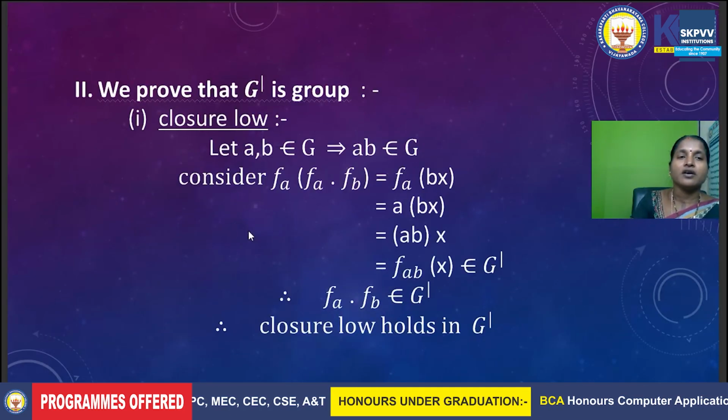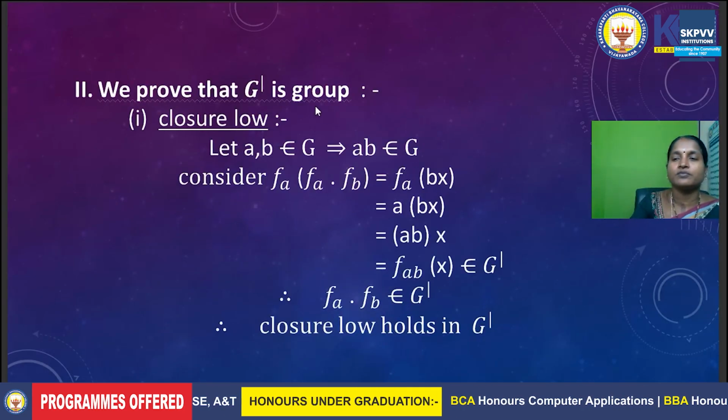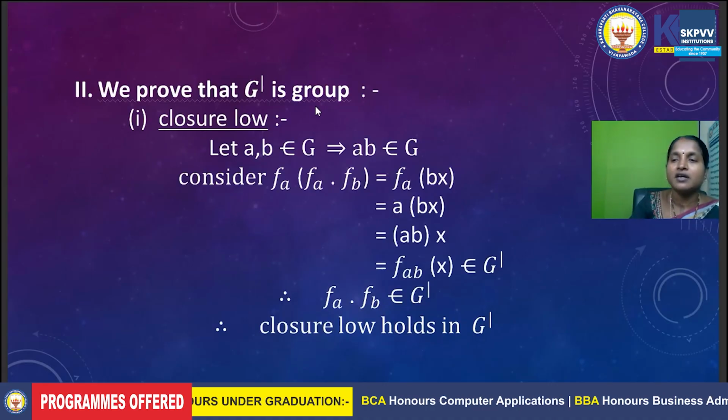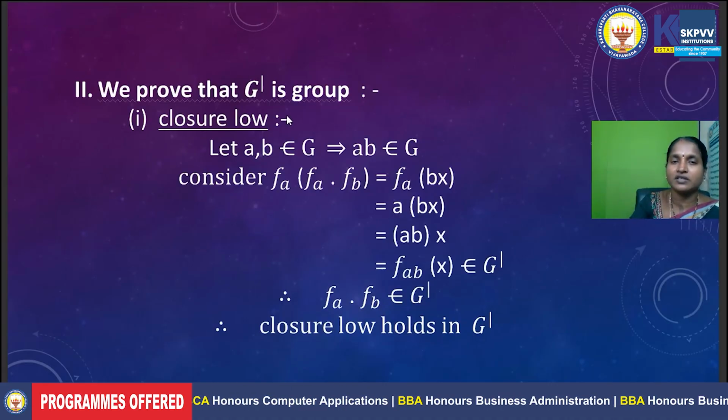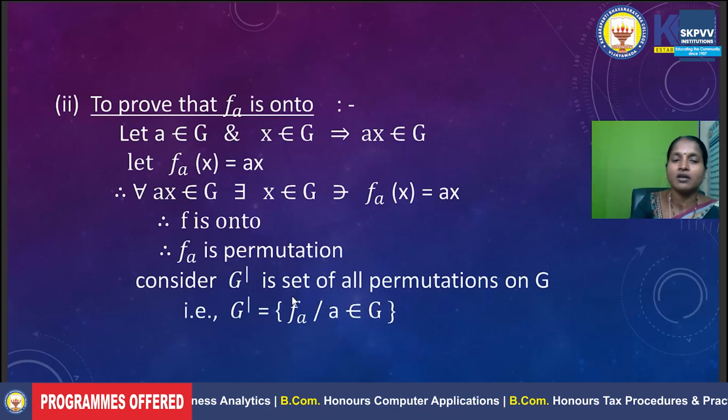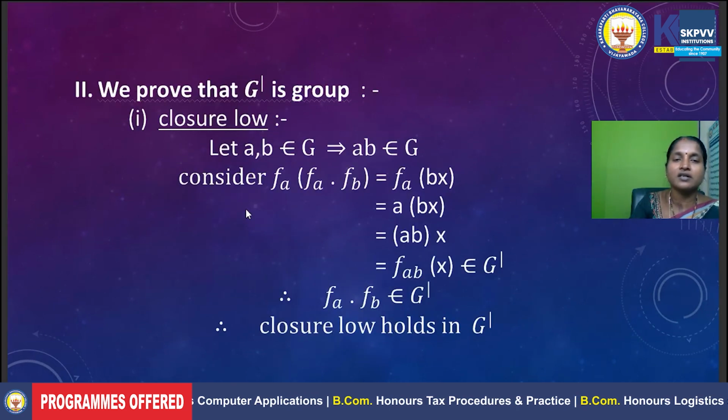Okay, now we can prove that G dash is a group. Group means we can prove closure, associative, identity, inverse. First we start with the closure law. Closure law means let A, B belong to G, which implies, by the property we know, AB belongs to G. But in G dash all elements are in the notation FA. So we can also consider FA into FB.